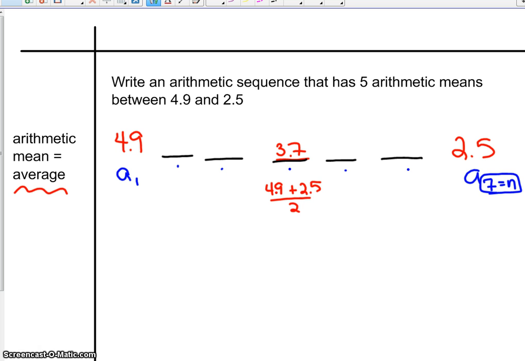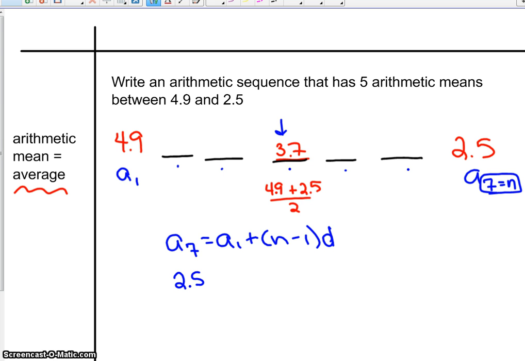So when I go to my formula, I'm going to start filling things in, because I should be able to get to a point where there's only one thing missing, and that's the one I'm going to solve for. When I'm looking at a sub n in this case, I'm talking about a sub 7. I know my 7th term, and the value of that term is 2.5.